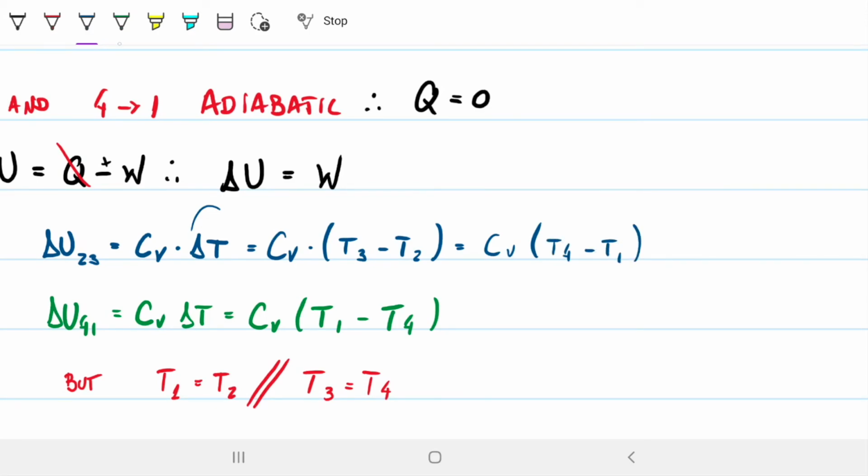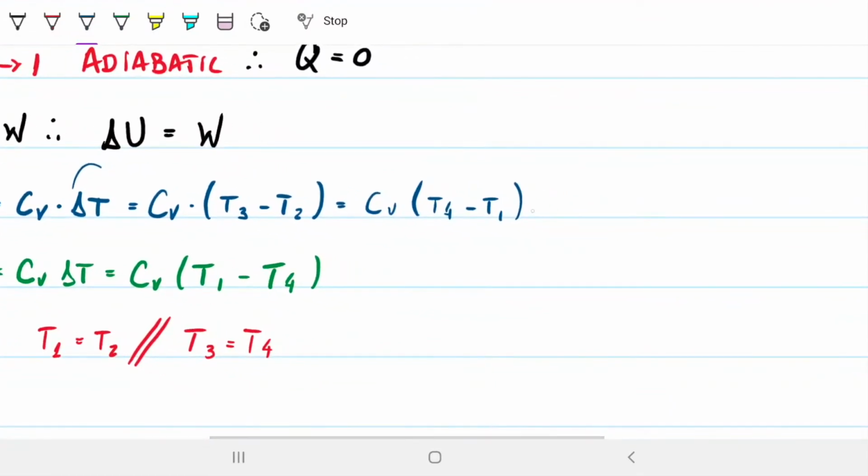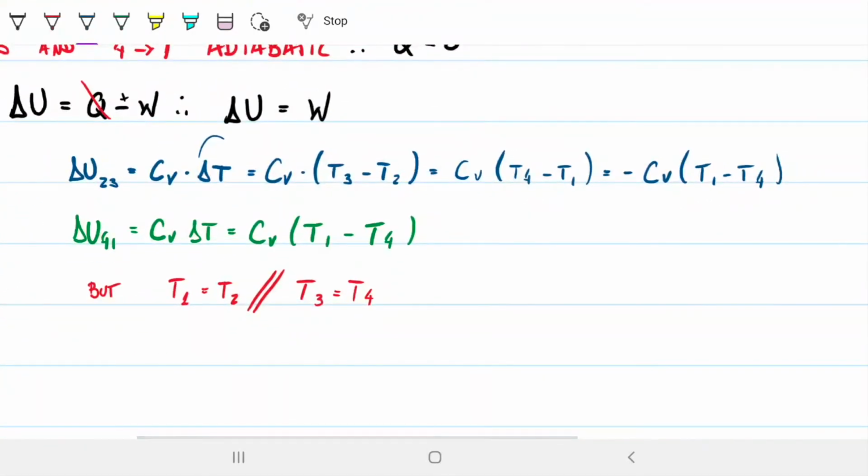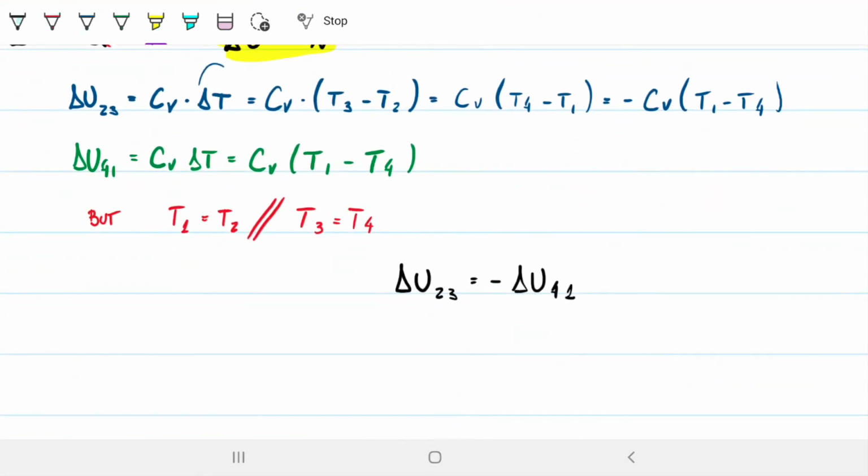Okay, so note that this is exactly the same magnitude, different sign, right? So this is negative. So you can rewrite this again if you want to as negative CV times T1 minus T4. Okay. So what we show with this is that the delta U as we're going from 2 to 3 equals negative the delta U as we're going from 4 to 1. And because my work equals my delta U, then we can conclude that the work as we're going from 2 to 3 equals negative the work as we're going from 4 to 1.